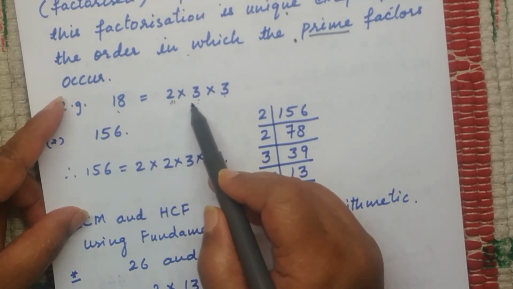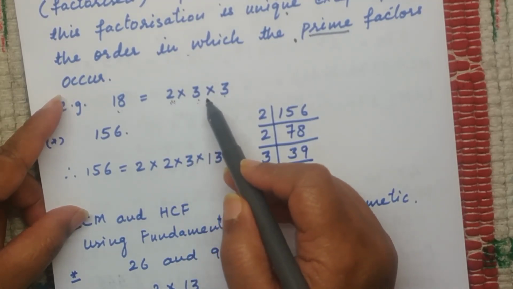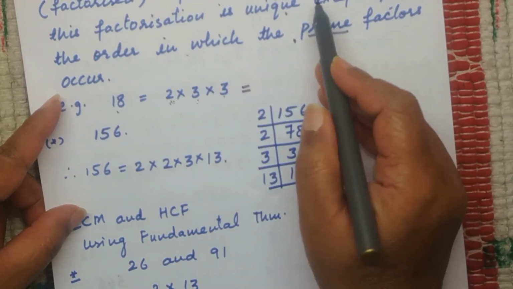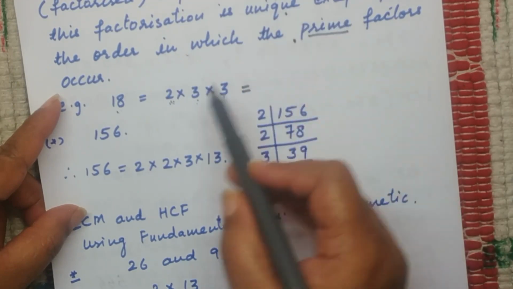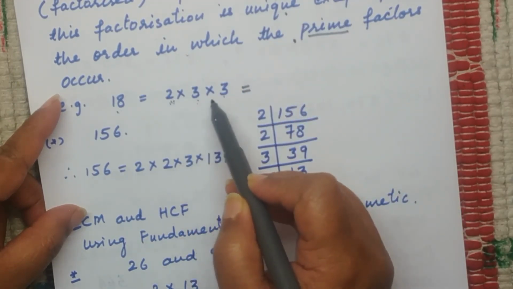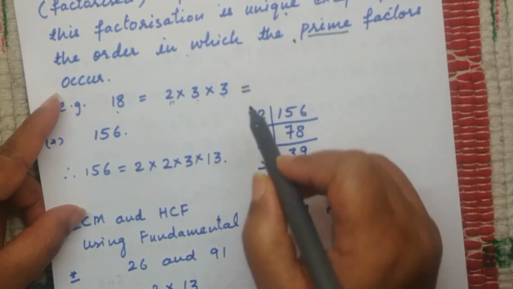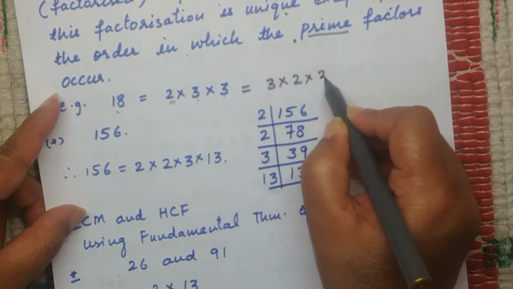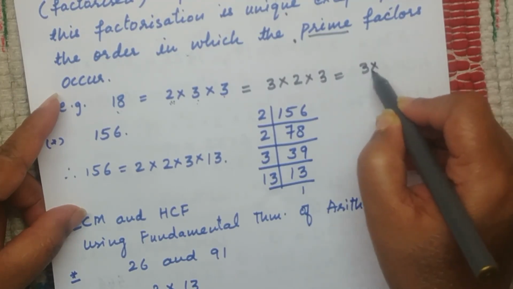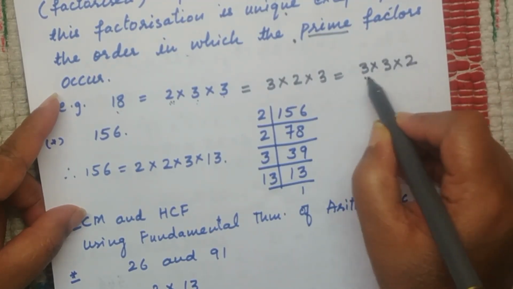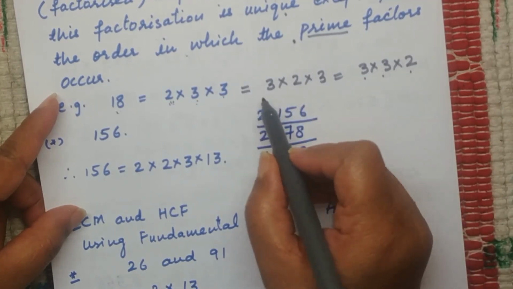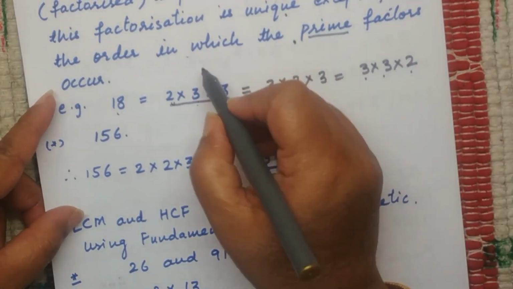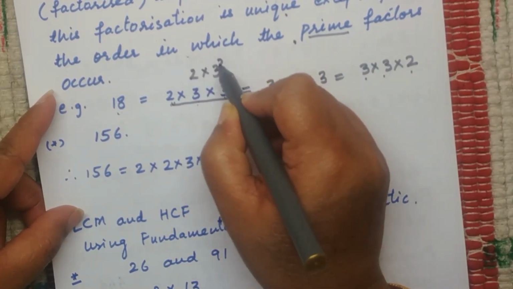So this factorization is unique. These are the only prime factors of 18, 2 and 3. But the order we may change. It says it can be expressed as product of primes. We expressed it as product of primes. Now the order may change. I can write it as 3 into 2 into 3. Or I can write it as 3 into 3 into 2. The order of the prime factors has changed, but the prime factorization remains same. Factorization is same, 2 into 3 square.